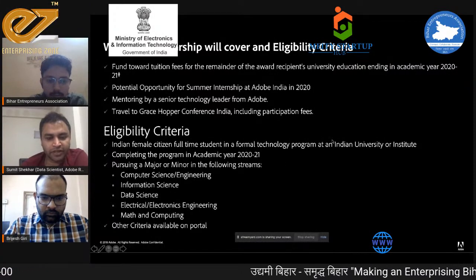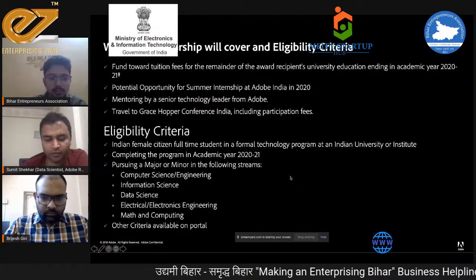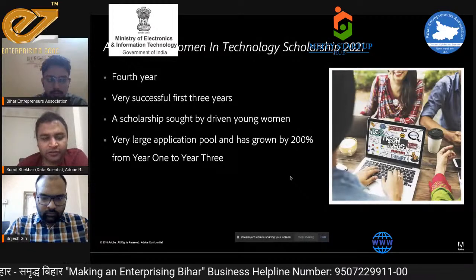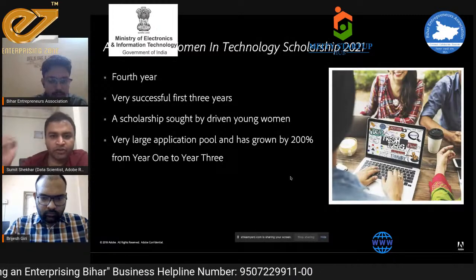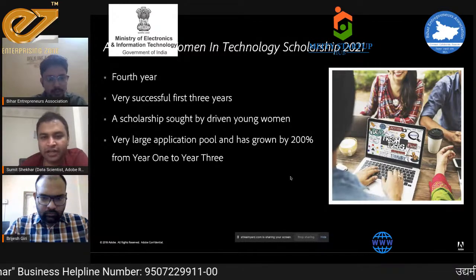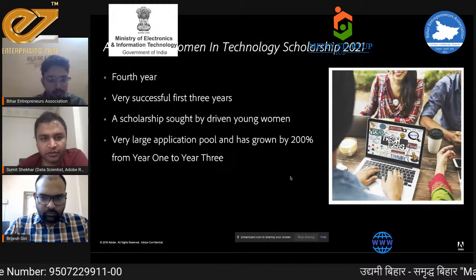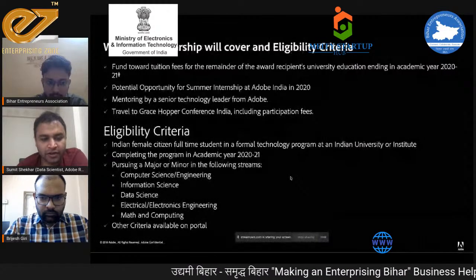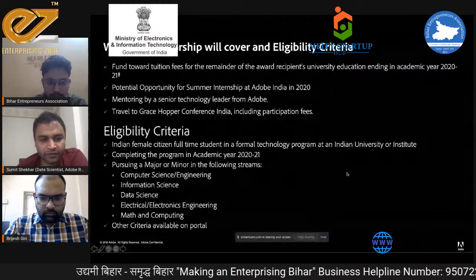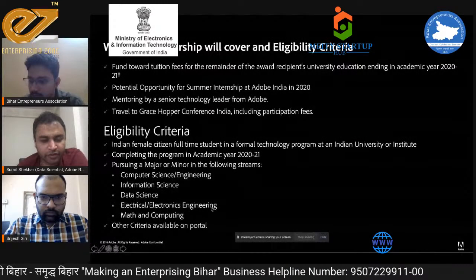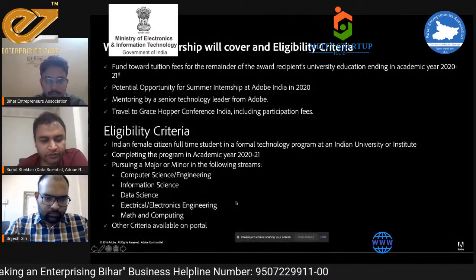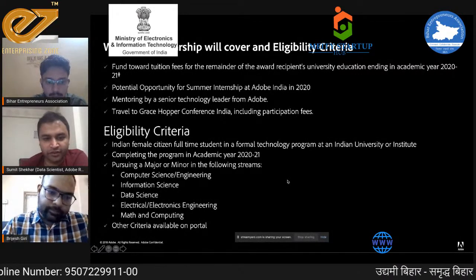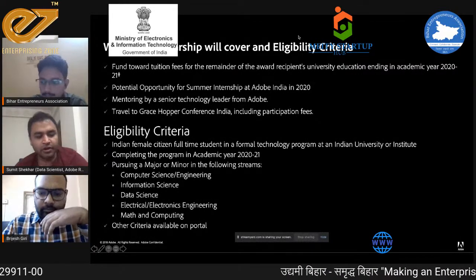So I would like BA to popularize this scholarship among different colleges in Bihar, so that women studying there can apply for this and at least get an experience of how these things work, because we don't get too many applications from different colleges in Bihar. If any other information is required about this, I'll be happy to share with BA. So with this I would like to end my talk, and if there are any questions, I'll be happy to answer.